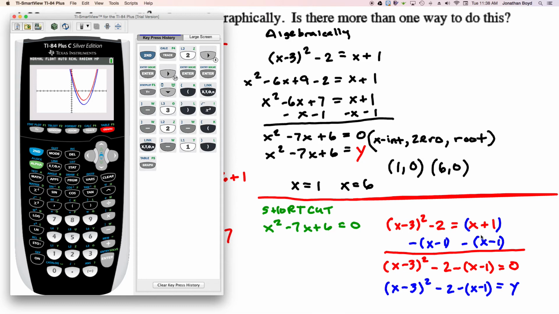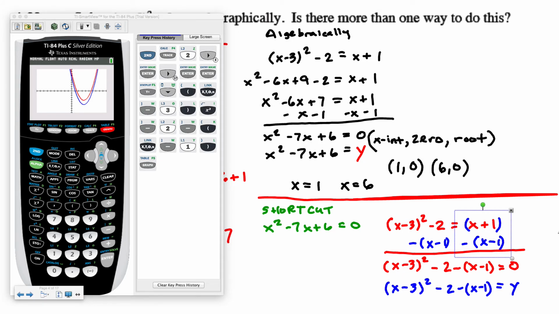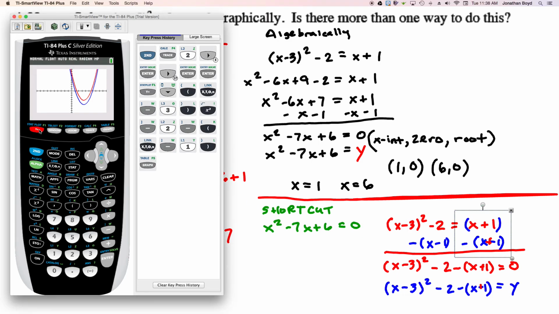Oh, I see what I did wrong. This was supposed to be a plus 1. I don't know why I turned it into a minus 1. Hopefully you caught that and said, why is he doing that? Those are supposed to be plus 1s. So you see, everybody makes mistakes. Let's go back in here and fix that, and turn that back into a plus like it's supposed to be.